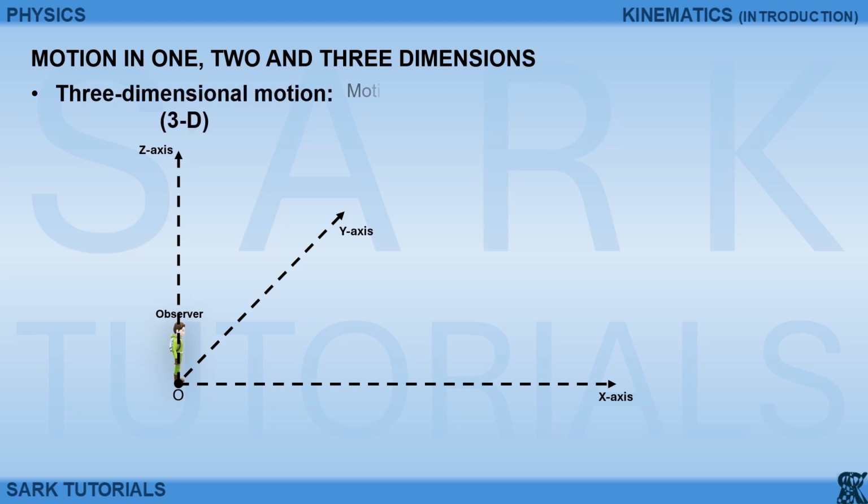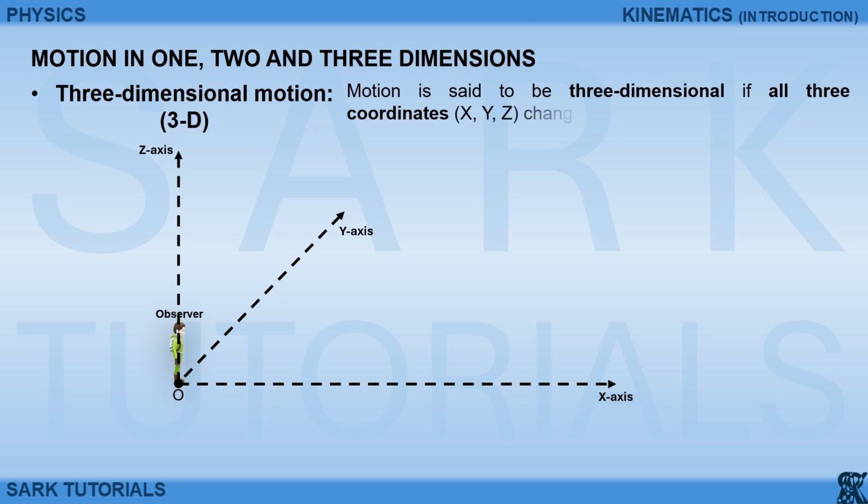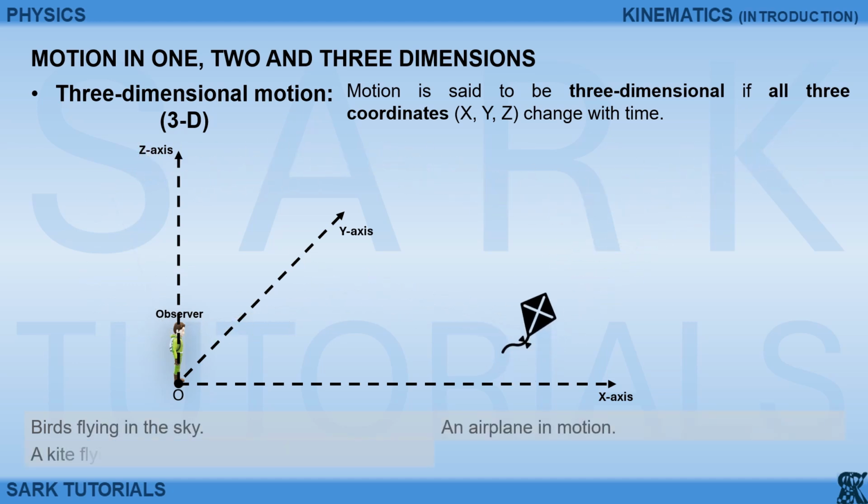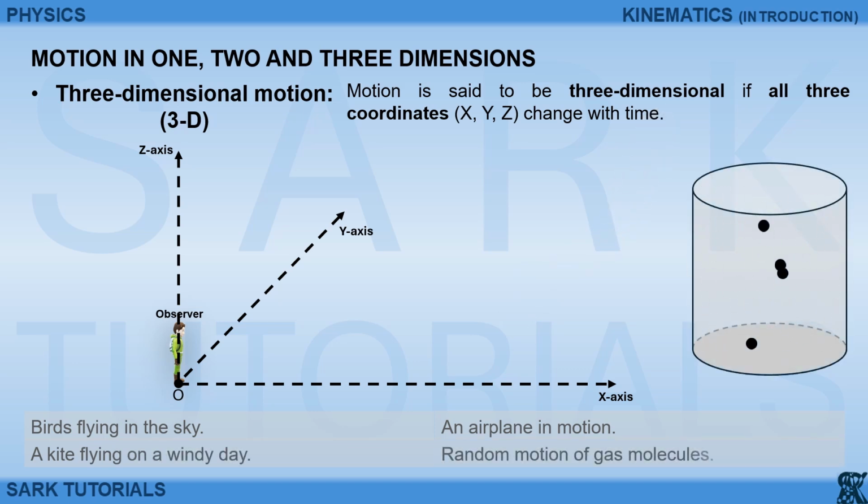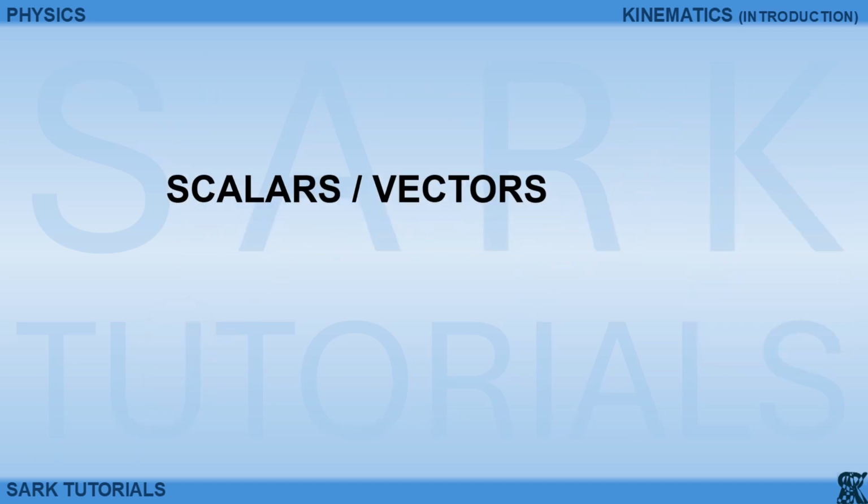Three-dimensional motion. Motion is said to be three-dimensional if all three coordinates, that is x, y, and z, change with time. The object moves freely in space. Examples include birds flying in the sky, an airplane in motion, a kite flying on a windy day, and random motion of gas molecules.